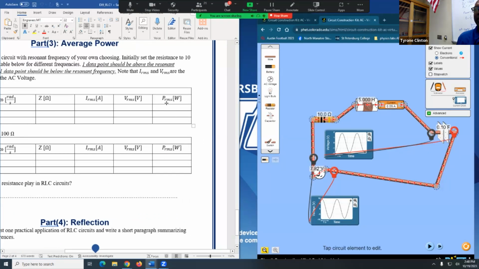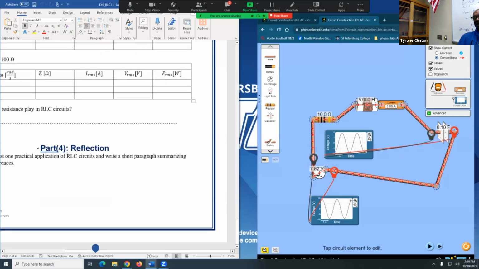We talked about power, how to get the power out of this. Power can be found by taking I squared times R, or I squared times Z, which is the impedance. So you should be able to get that information from the data. And then the last quick question.